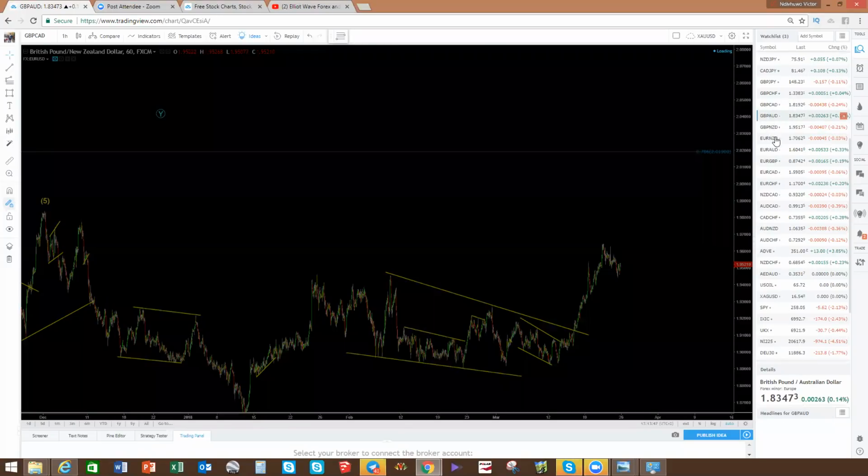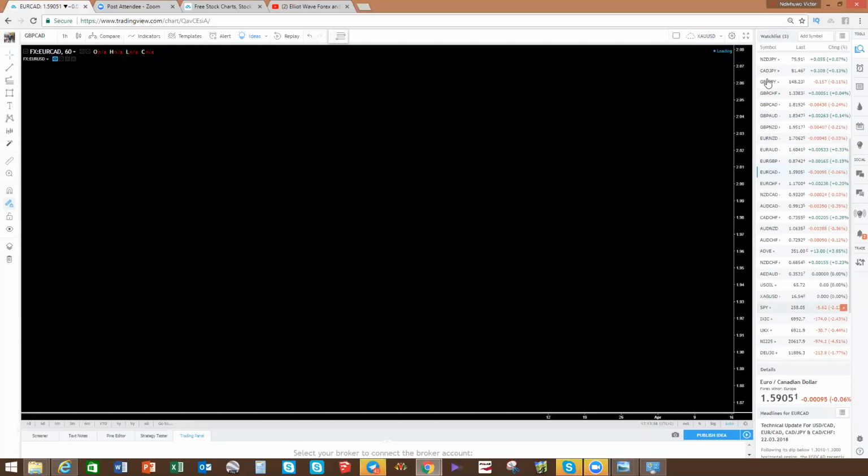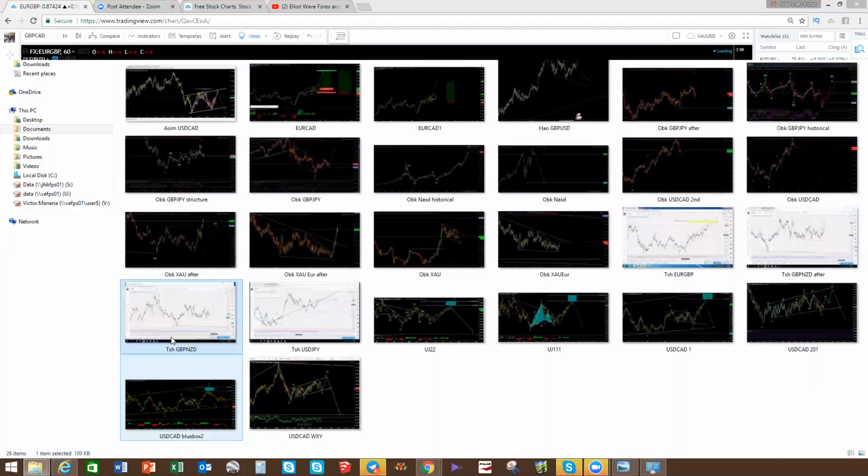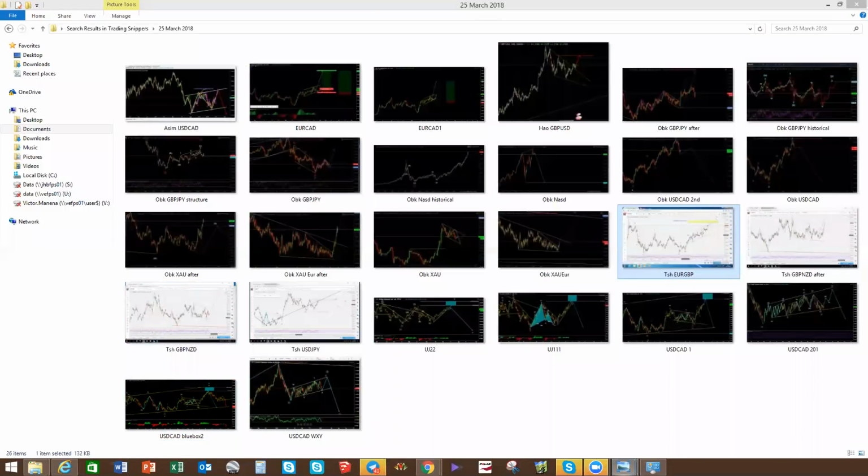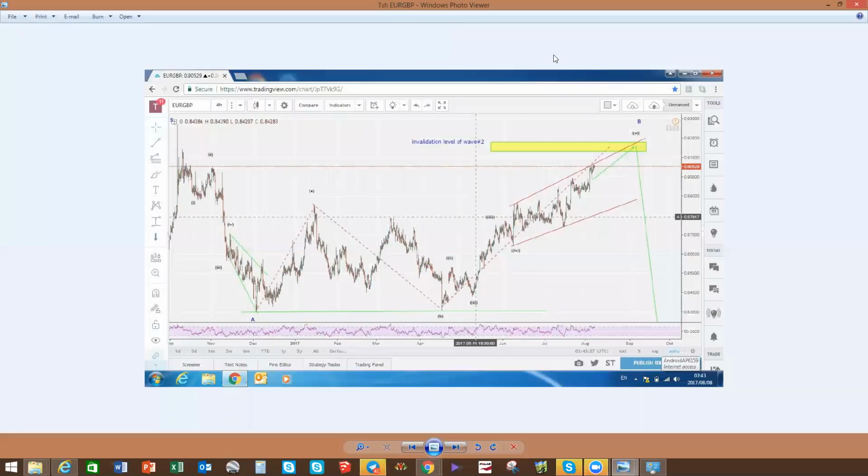Pound Aussie, pound New Zealand. Now let's do the euros. We'll start with EURCAD. Euro pound. Yes, euro pound. Let's do euro pound. Before we even start with euro pound, look at this long-term view on euro pound and look how far we've taken this one. So this one we sold it at 93.